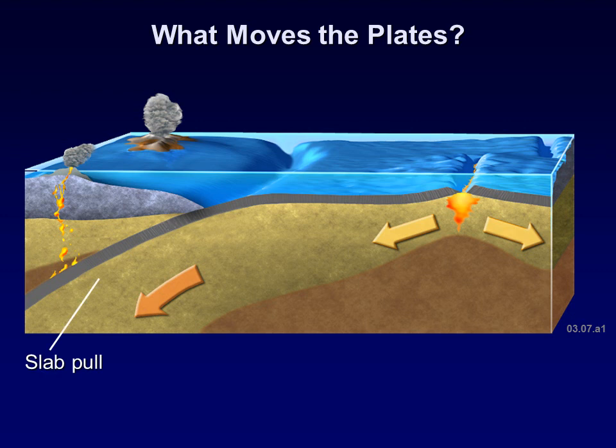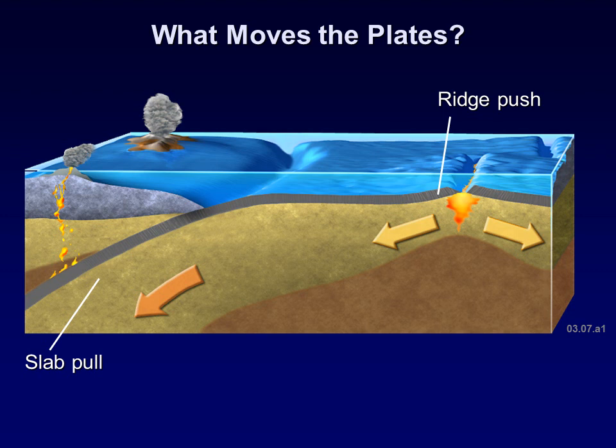First, we have slab pull. This is the stronger of the two we're going to talk about here. This is the weight, the heft of that subducting plate being dragged down into the earth. Its own weight and the pull of the Earth's gravity dragging it down pulls the rest of it with it. You can think of it like a person trying to drag a car. That plate, as it moves down, is pulling the rest of it with it. That's slab pull.